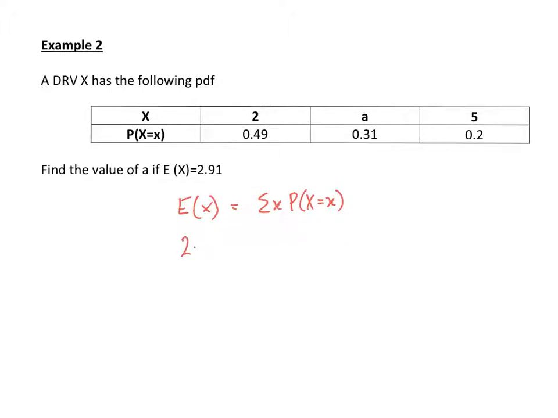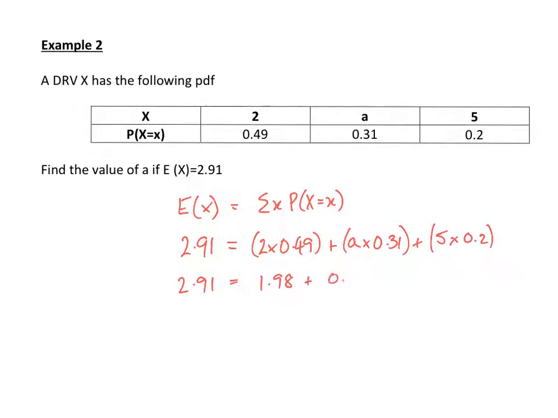Now, the E of x we know is 2.91. The first value of x is 2, multiplying that by its probability, 0.49. The second value of x is, we don't know, but we're going to call it A, and we're going to multiply that by 0.31. And the third value of x is 5. We multiply that by its probability, 0.2. So 2.91, when we work this through, we get 1.98 plus 0.31A, and eventually then we get that A is equal to 3. So that's the expected value of x, or the mean value of x.